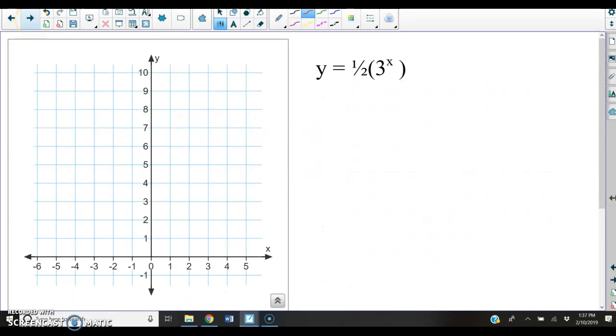All right, let's take a look at this one. What do you think that 1/2 is going to do? And maybe some of you already have it.